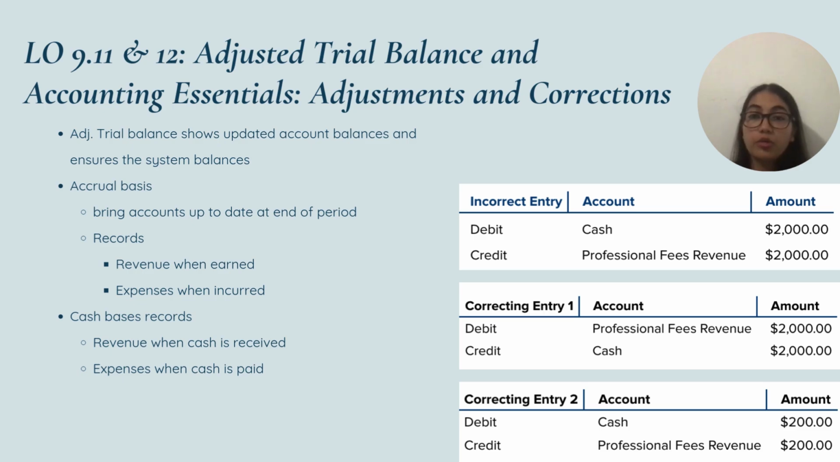On another note, corrections or correcting entries fix mistakes in the accounting system. For example, cash and professional service fees may be incorrectly reported as $2,000, but they should have been recorded for $200. To correct the entry, the incorrect entry is eliminated by making the opposite entry. The professional service fee is removed by being debited, and cash is removed by being credited. Then after the incorrect entry is removed, the correct entry is made as shown.